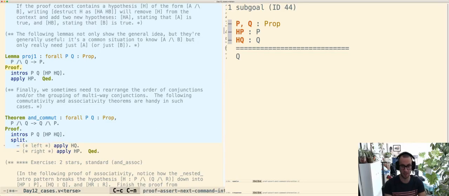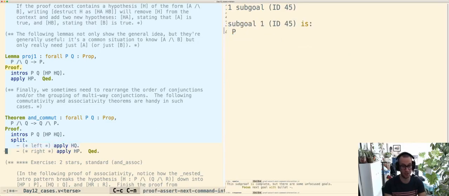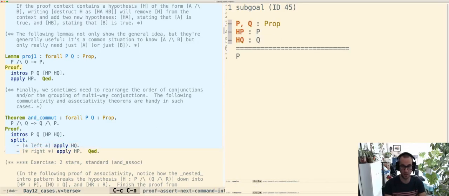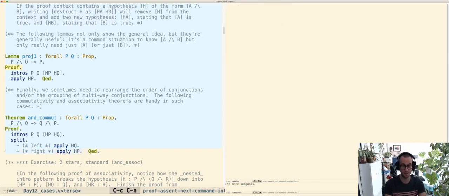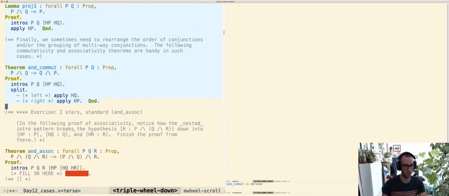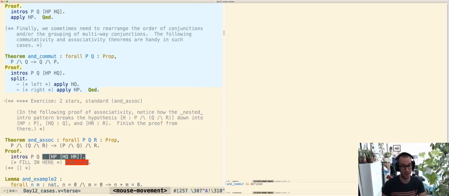Great. We do the left-hand side first. We've got to show Q. Well, we've got that in HQ. Okay, now we need to show P. Well, we've got that in HP. Lovely. All right, so you have an exercise where we've actually filled in the as pattern for you.